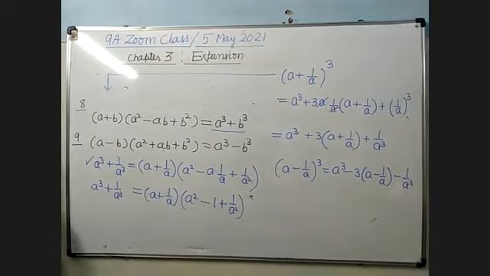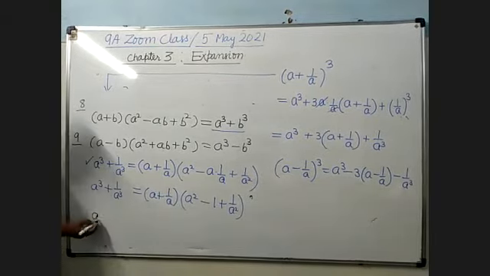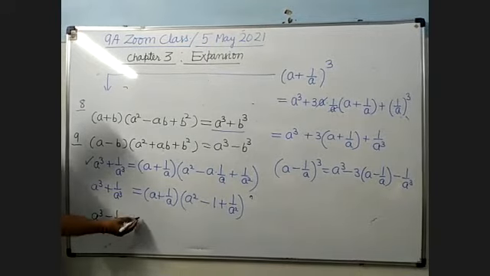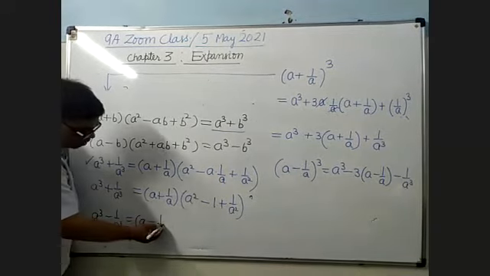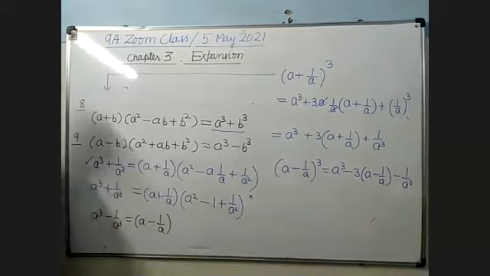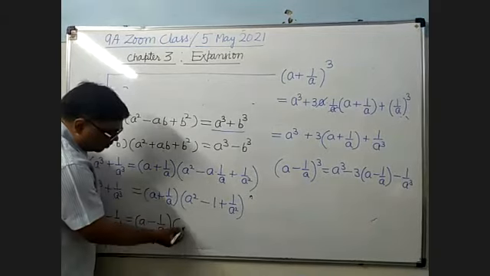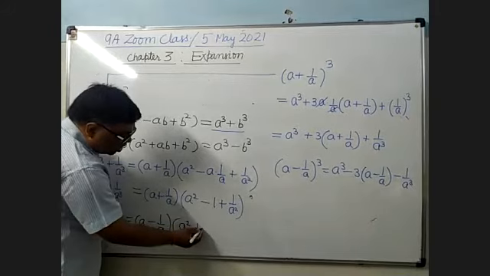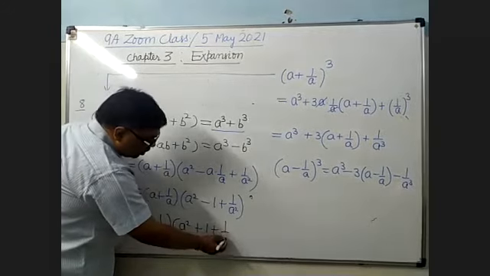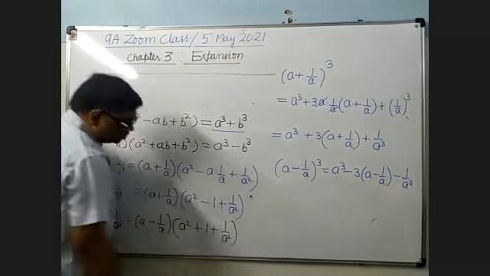Now suppose you have to write a cube minus 1 upon a cube. So it will be a minus 1 upon a in one bracket. In the other, a square plus 1 upon a square.